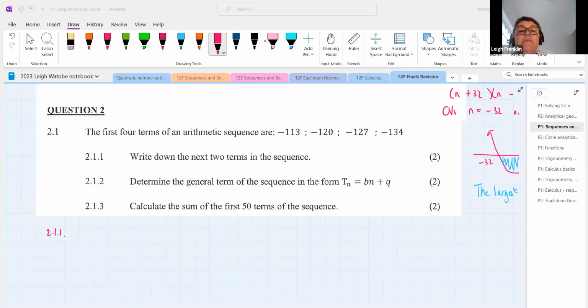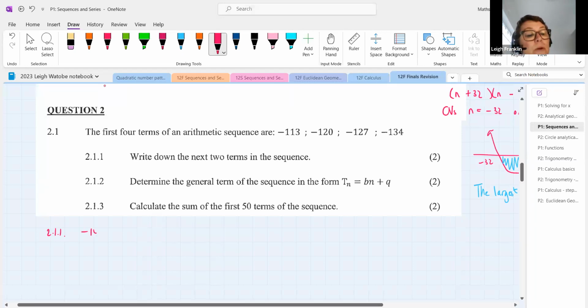You keep on getting a decimal answer. Okay, so did you get a difference of -7 here? So these numbers keep getting smaller, because we're taking away 7 every time. So if we want to write down the next two terms in the sequence, we would have -134 minus 7. So that would be -141. And then if you took away another 7, it would be -148.